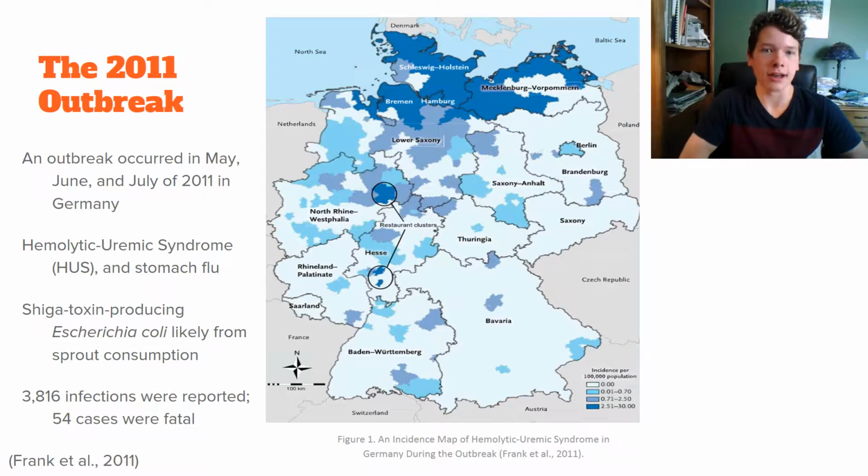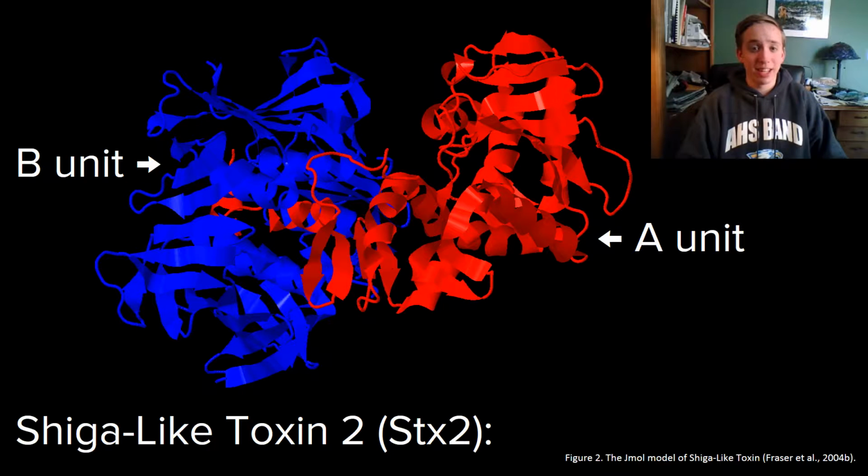Ingestion of this Shiga toxin-producing Escherichia coli can result in the development of hemolytic anemia, anemia caused by the destruction of red blood cells, acute kidney failure, and a low platelet count. Figure 1 on the right depicts an instance map of this outbreak. Shiga-like toxin, specifically variant 2, portrayed here in figure 2, is the main cause of the outbreak in Germany. It is commonly abbreviated to STX2.